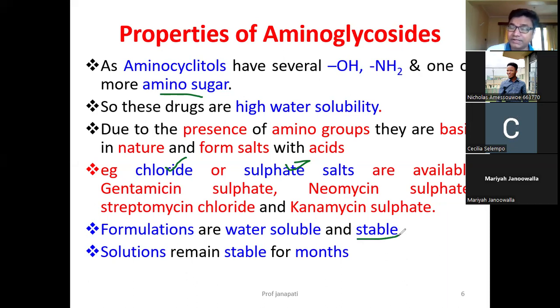And one more important thing: we have seen in tetracycline, the drug gets epimerized, and dehydration can also occur. So they are unstable in water. Now these drugs are stable even for months. Suppose you get a drug in powder form and reconstitute it, it can stay in the refrigerator for months, and that's an advantage with this group.